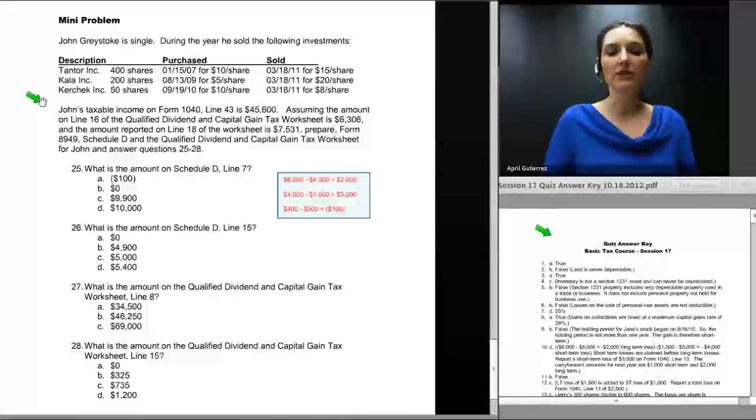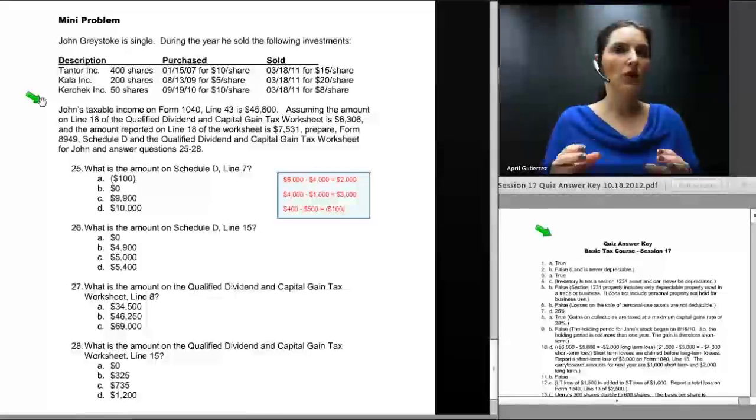John's taxable income on his Form 1040, line 43, is $45,600. Assuming the amount on line 16 of his qualified dividend and capital gain tax worksheet is $6,306, and the amount reported on line 18 of the worksheet is $7,531, prepare his Form 8949, his Schedule D, and the qualified dividend and capital gain worksheet, and then answer the following questions.